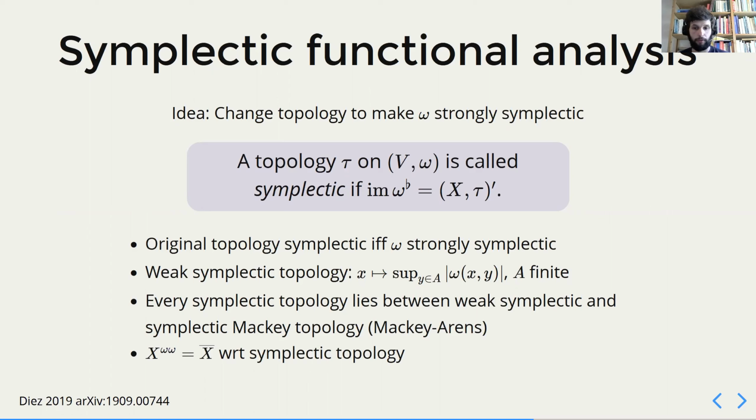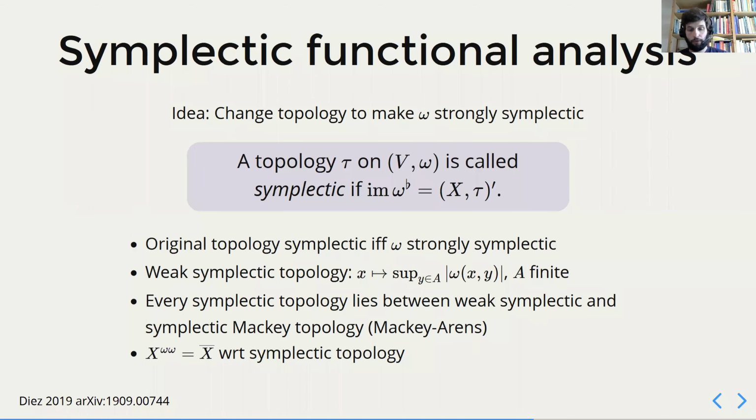So either it's stronger than the weak symplectic topology, but it's weaker than the symplectic Mackey topology. So you really understand relatively well which kind of topologies are symplectic and suitable or acceptable in this sense.